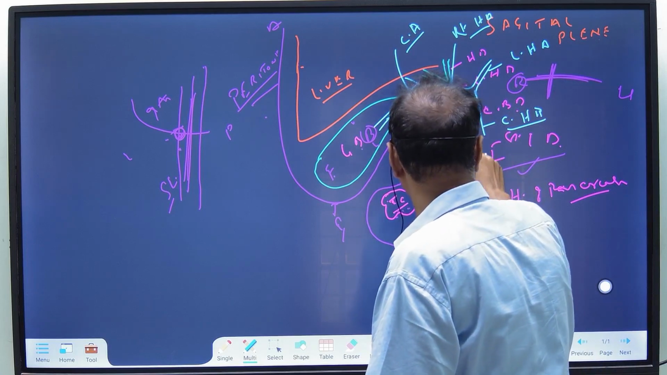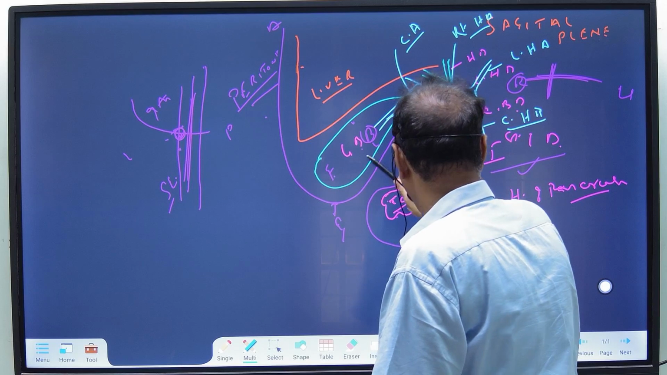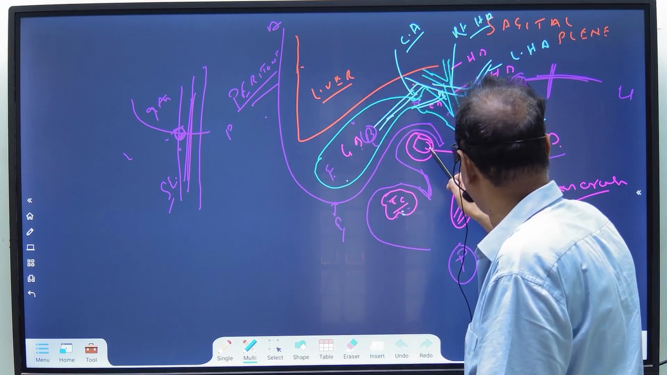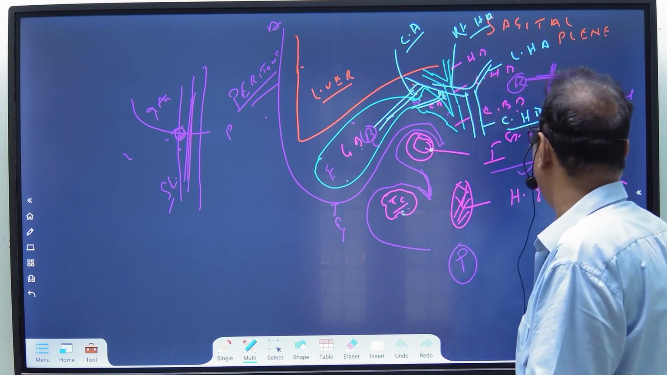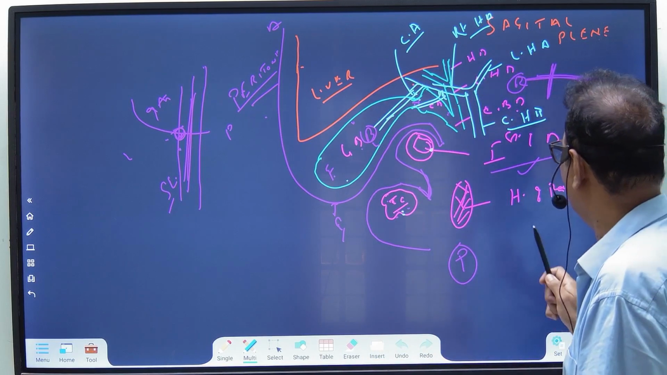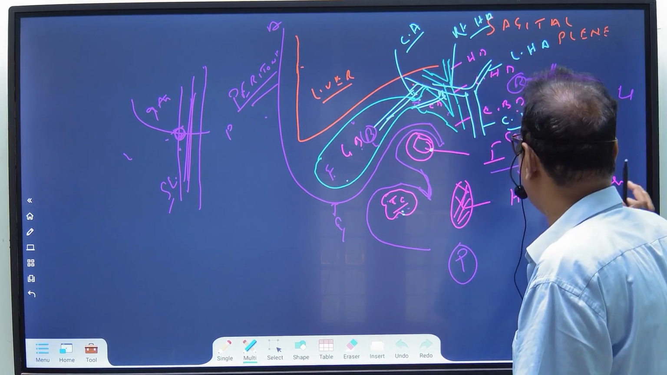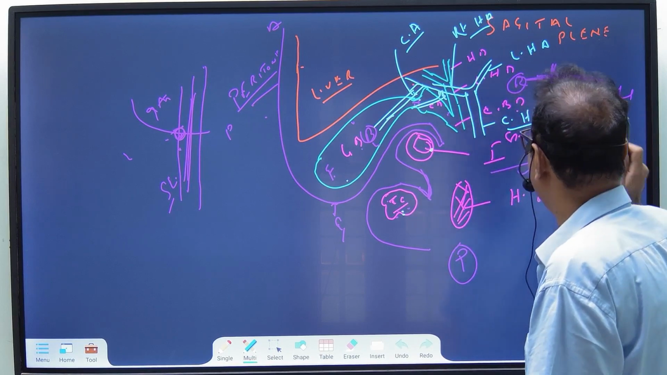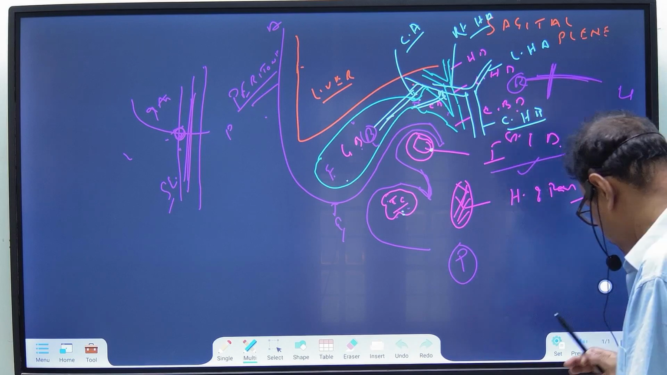And laterally it is related to the first part of the duodenum. The neck is also. The fundus is related to the transverse colon. The body is related to the transverse colon and the first part of the duodenum. And the neck is related only to the first part of the duodenum. It is not related to the transverse colon.